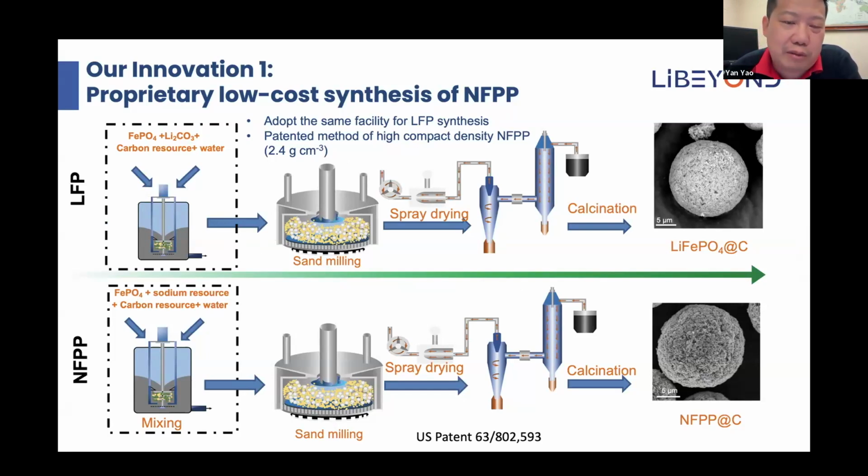And also we have a patented method of high compaction density, 2.4. This is actually the highest in the field for NPP, which can convert to the highest volumetric energy density. And we have a lot of expertise and know-how in scale-up conditions, the particle size, and also dopant in this NPP synthesis.